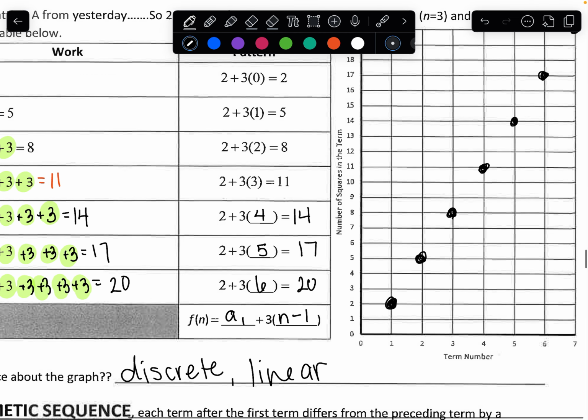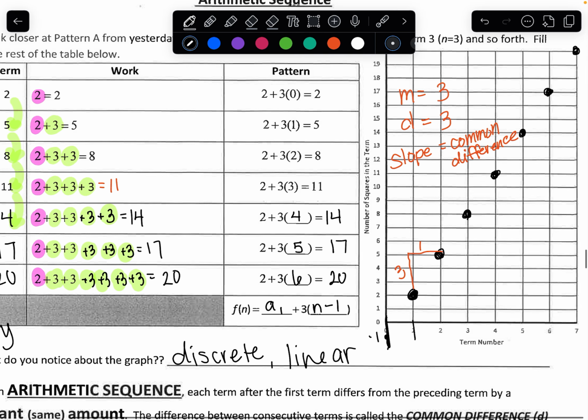What's also cool is if we found the slope, so we go up 3, right 1, and so our slope for this is 3. Well, our common difference was 3. So what that means is, again, slope is the same thing as our common difference. And so if we use that idea, if we go backwards, go down 3, right 1, we would end up at -1. And so what's kind of cool is that your a sub 0 term is your b value.